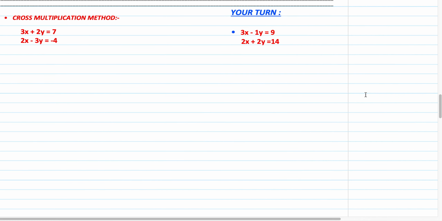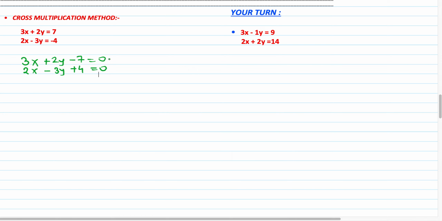Hello students, now this is the third method of solving simultaneous linear equations, and this method is called the cross multiplication method. I'll teach you this method in detail. It's very easy, you only have to remember a proper way. First convert the equations to ax plus by plus c form. The equations will be converted to 3x plus 2y minus 7 equals 0, and 2x minus 3y plus 4 equals 0.